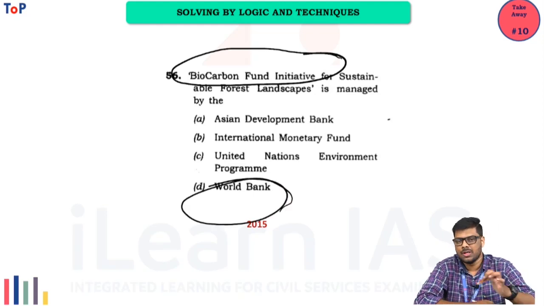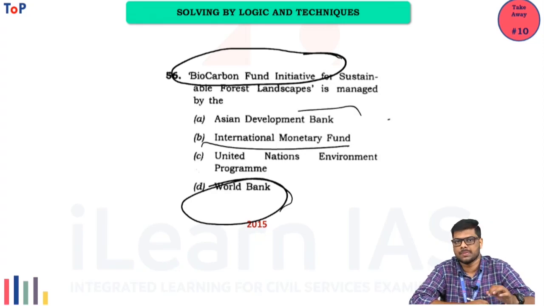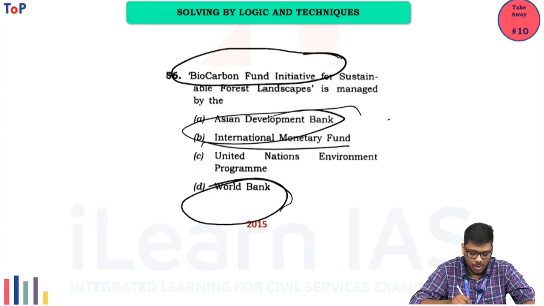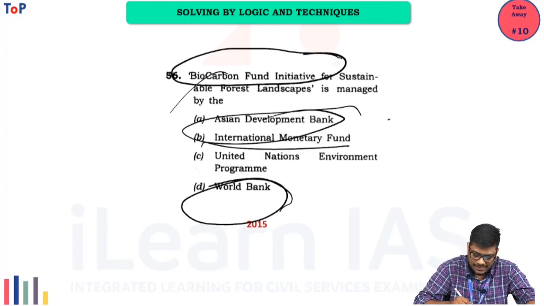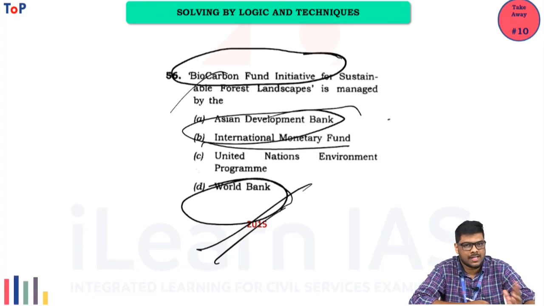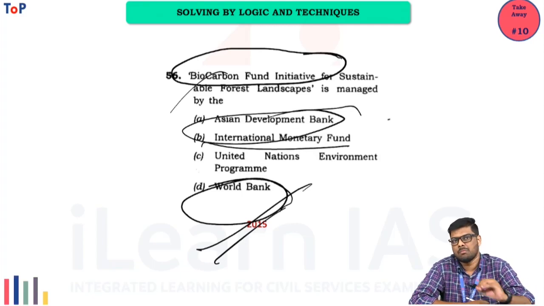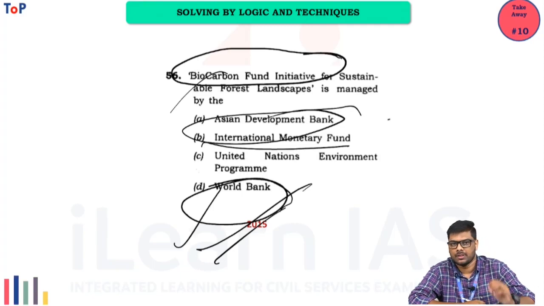IMF is not for this particular purpose. ADB is not for this particular purpose. If it is a global fund, it should be World Bank. And you can take it for granted that the World Bank handles a lot of environment-related funds. Whether it is GCF or GEF, environment-related funds are mostly handled by the World Bank. You can take it as a takeaway.